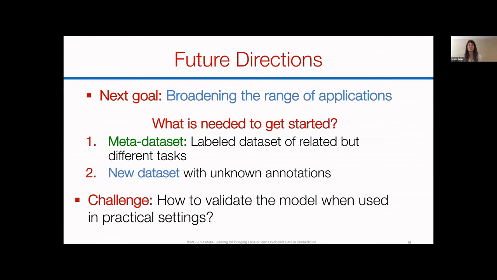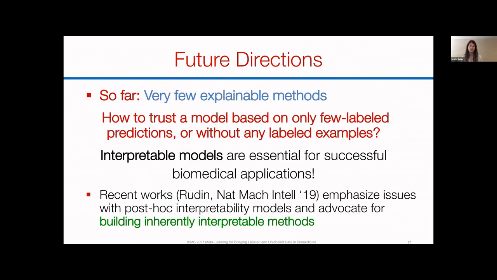And one challenge that might arise when applying meta-learning in more real-world applications is how to validate the model and how to be sure that the predictions are correct. One direction that could enable broader use of meta-learning methods in biology and biomedicine is building interpretable methods. So far, there have been very few explainable few-shot learning methods, and the recent progress in the field has been mostly made using black box models. But how can we build trust in a model whose predictions are based only on a small number of labeled examples, or extremely, just one or none? This is the essential question towards applying these methods in real-world applications, in which our decisions can have fatal outcomes. And while applying methods for post hoc interpretations is a possible approach, recent works demonstrate the issues with this approach and advocate that we really build inherently interpretable methods.